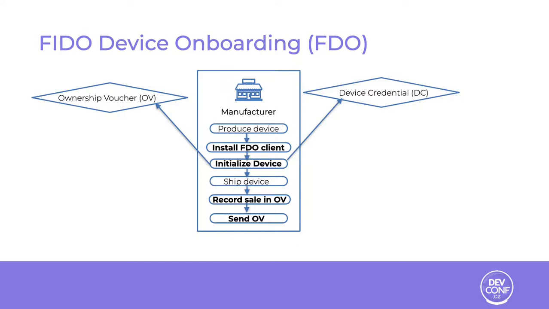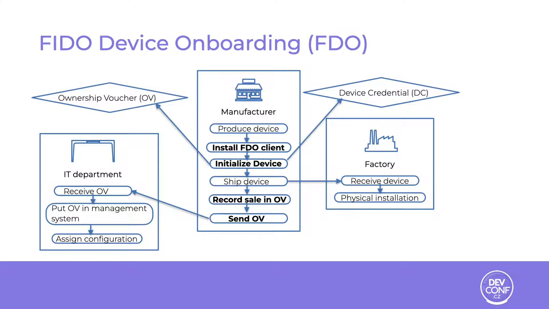They also record the fact that the device has been sold, and to whom, in the ownership voucher. The ownership voucher keeps track of who has owned a specific device in any phase of its life. If they sell it to a reseller, for example, the manufacturer would add the reseller as the next owner. And when the reseller resells the device to someone else, they add the final owner of the device into the ownership voucher. At the final stage, the manufacturer sends out the ownership voucher to the customer.